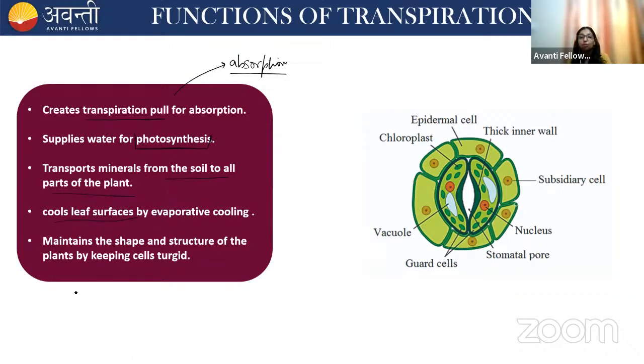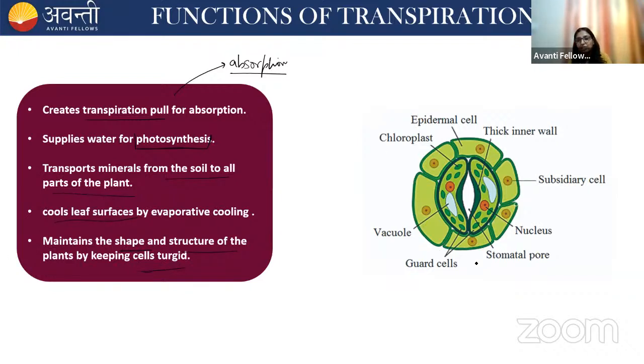Transpiration plays a very important role in cooling. It decreases the temperature by 10 to 15 degrees Celsius, cools the surface area of the leaf, and maintains the shape and structure of the cell by turgidity, by keeping the cell turgid.